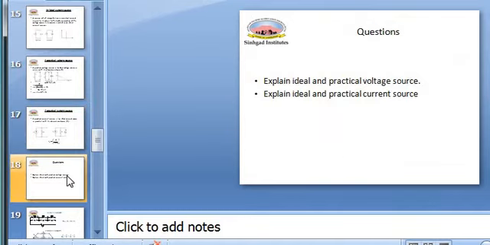Getting? What question will be asked based on this syllabus? Explain ideal and practical voltage source and explain ideal and practical current source. Okay. Next.